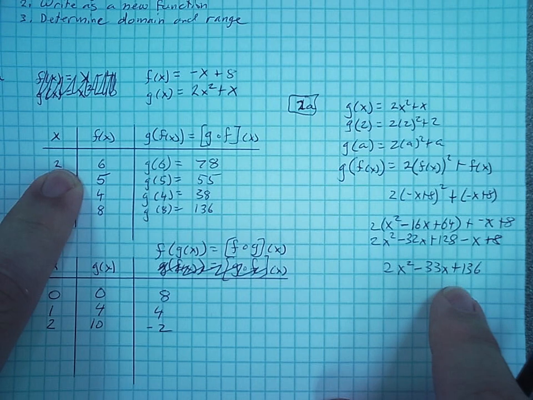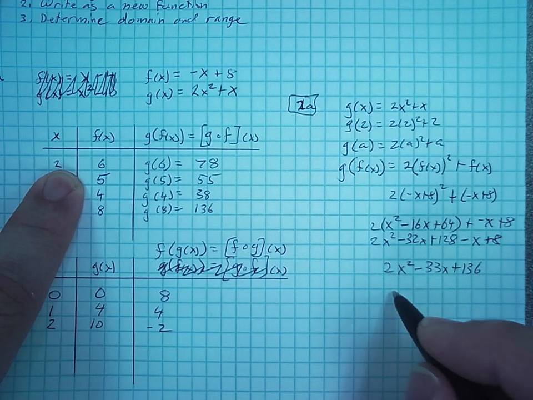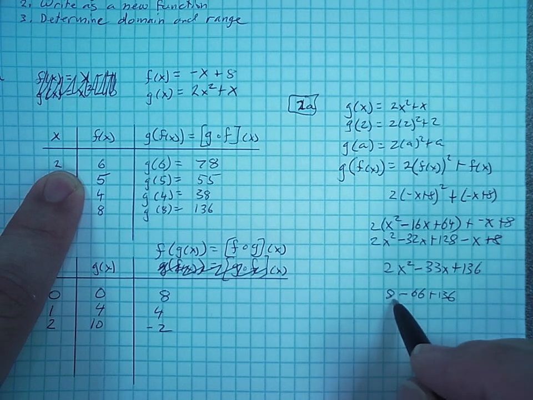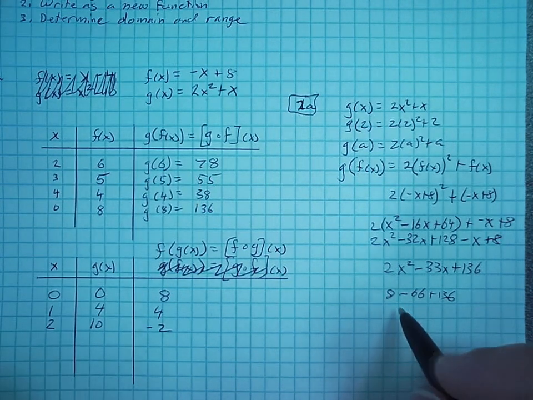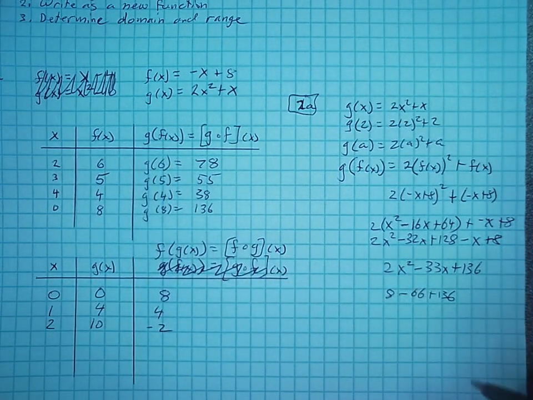Which will give me these answers. If I stick 2 in here, that's 2 times 4, which is 8, minus 66 plus 136. 136 and negative 66 makes 70, plus 8 is 78. So it's one function that does both steps at once.